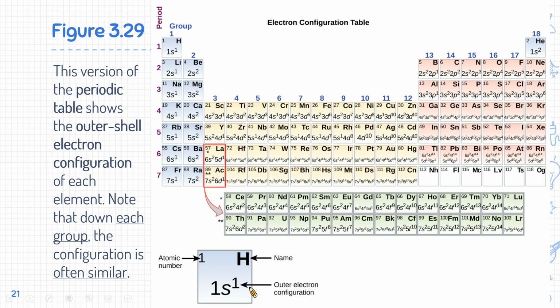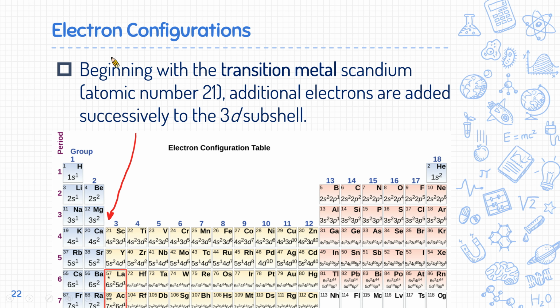In this periodic table, as you can see, here is the atomic number. This is the name of the element. And here is the outer electron configuration, the 1s1 for hydrogen. The transition elements begin with scandium, atomic number 21 here, and additional elements are added successively to the 3d subshell. Here is the 3d.